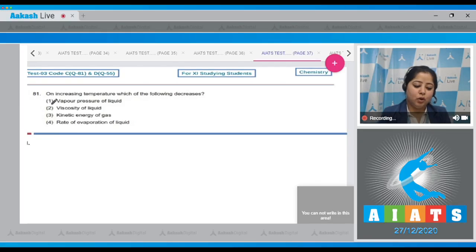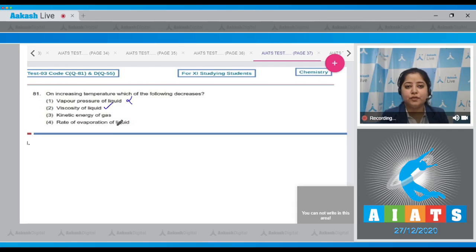Let's read it. On increasing temperature, which of the following decreases? Vapor pressure of liquid. Student, on increasing temperature, vapor pressure of liquid increases. Viscosity of liquid. On increasing temperature, intermolecular forces of attraction decrease. As a result, viscosity of liquid also decreases.